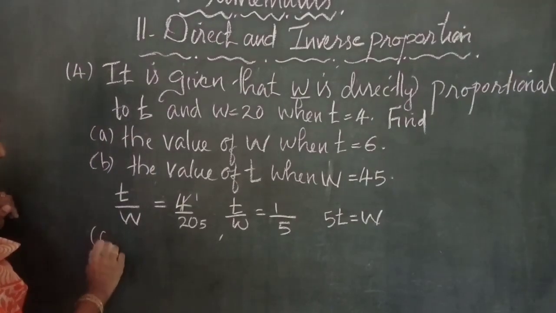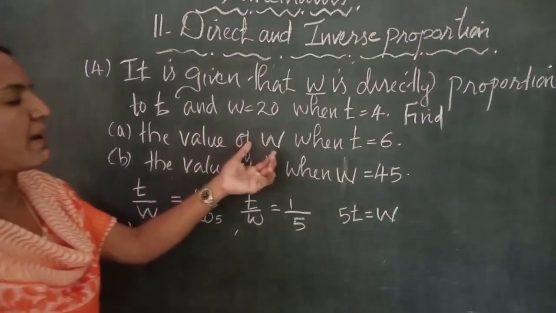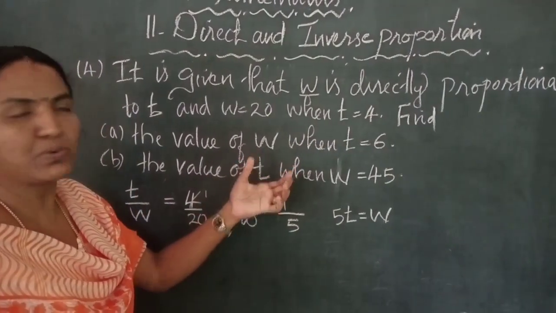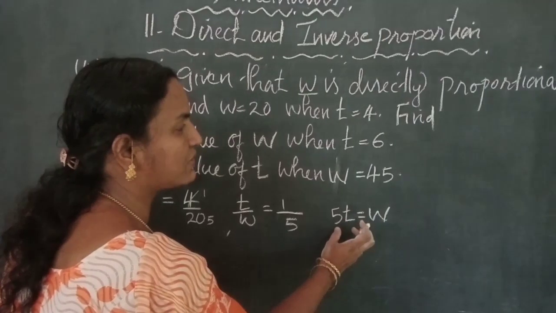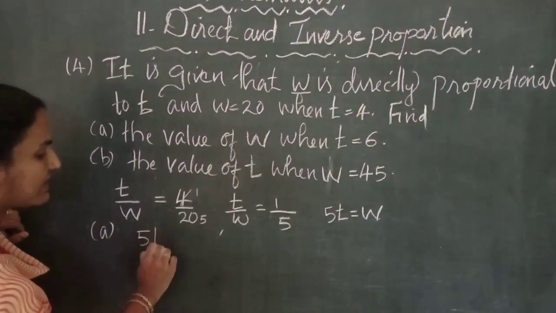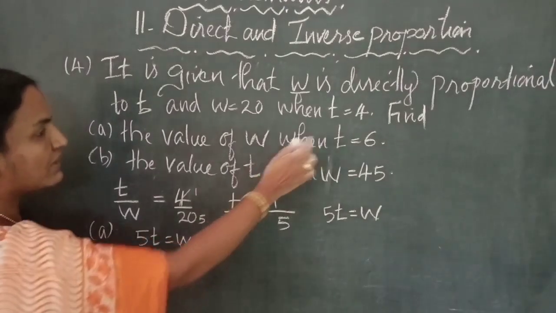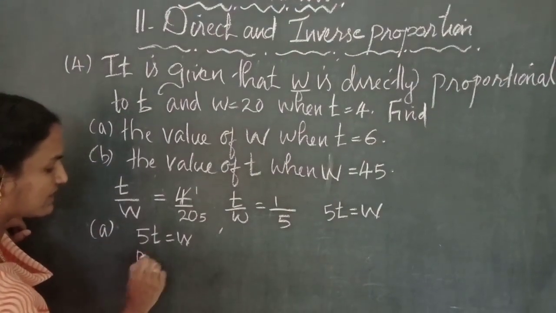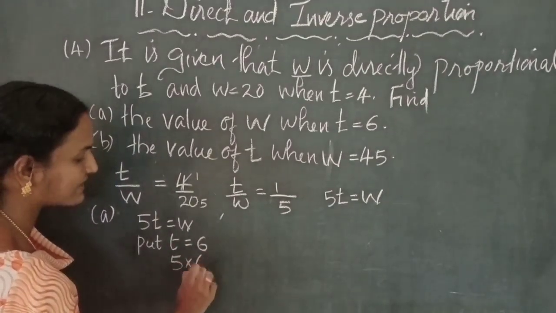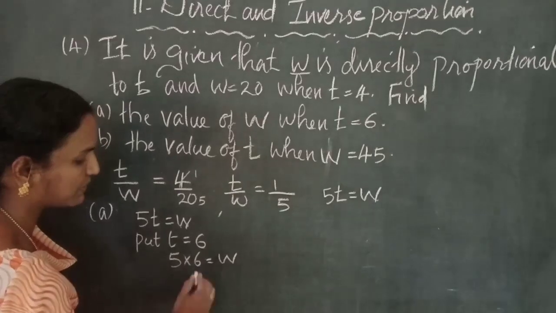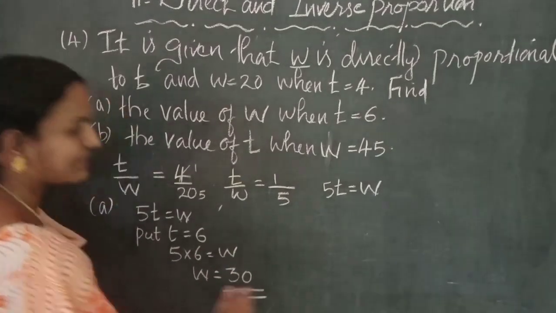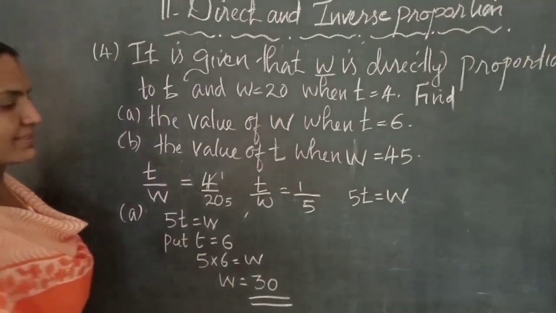Then option A, the value of W when T is equal to 6. We have to find the value of W when T is equal to 6. So substituting T is equal to 6 in this equation, 5T is equal to W. So 5 into 6 is equal to W. So W is equal to 30.